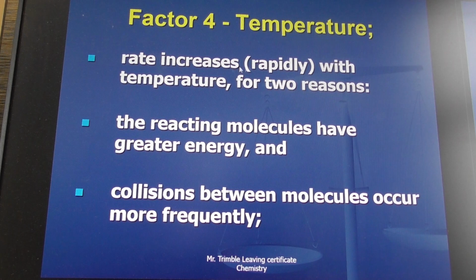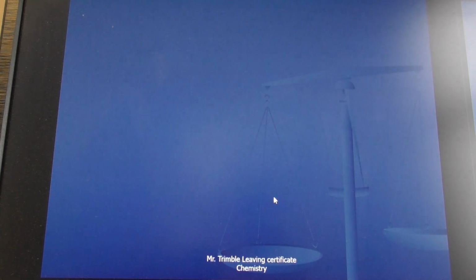The temperature, the rate increases rapidly with the temperature for two reasons. The reactant molecules will have greater energy, therefore more of them will have sufficient energy to get over the activation energy, and the collisions between the molecules will occur more frequently.